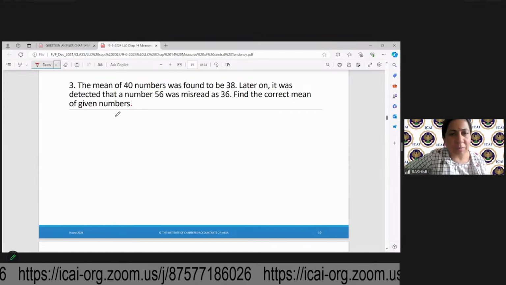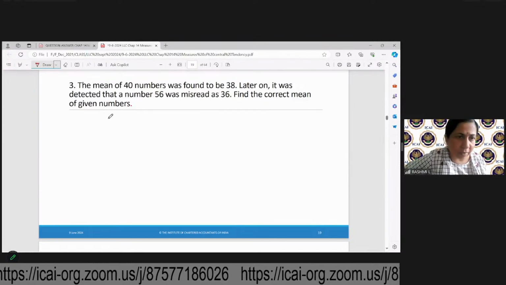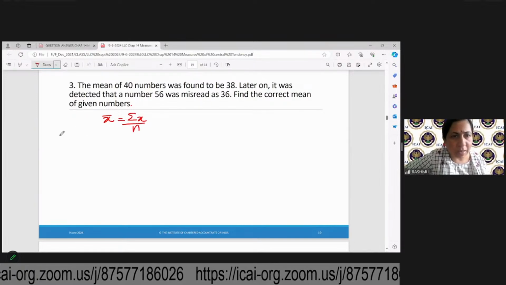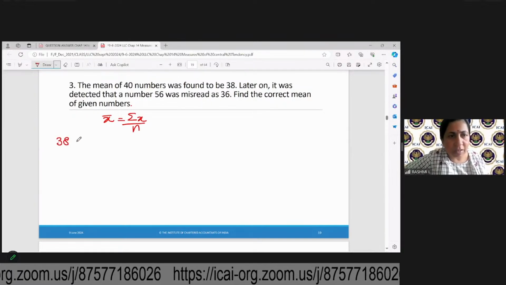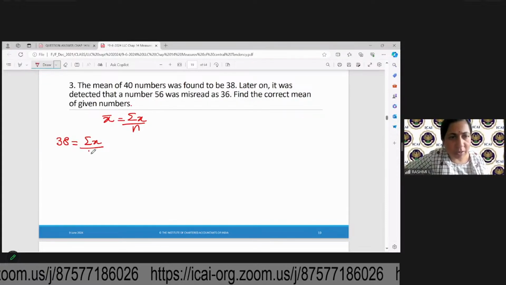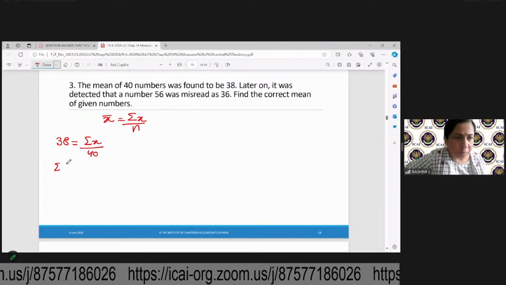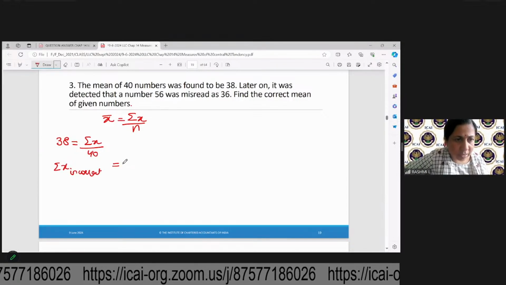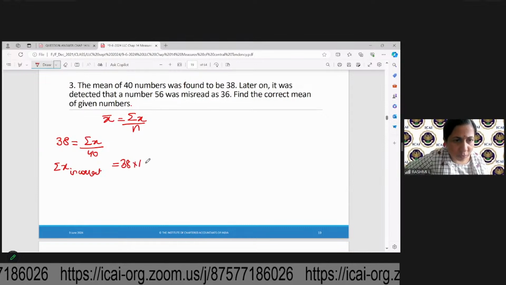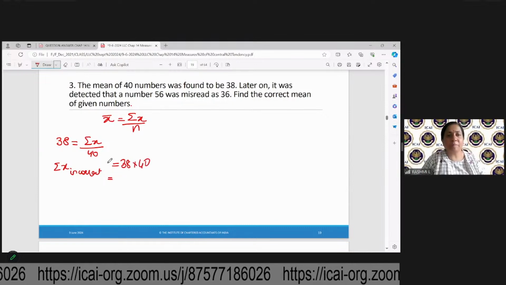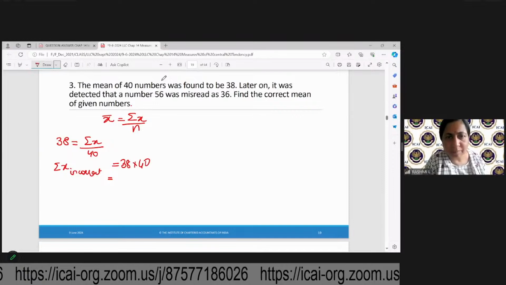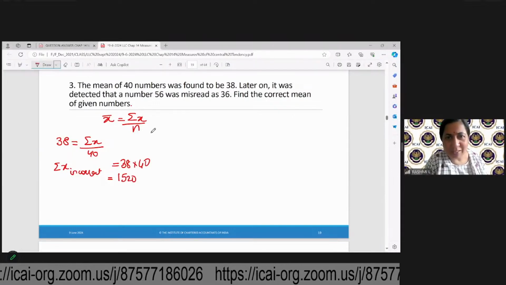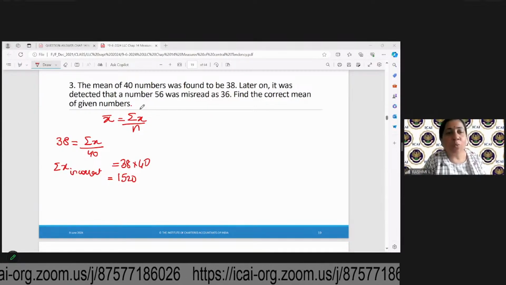Now, the mean of 40 numbers was found to be 38. So, what I have is x bar is equal to summation x upon n. Now, x bar is 38, which is equal to summation x upon n, n is 40. So, summation x, which is the incorrect one, is equal to 38 into 40. How much is 38 into 40? 1520. Very good, Harish. 1520. Okay. Now, what should I do?